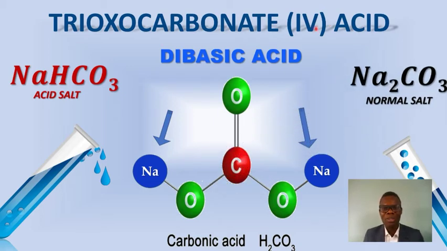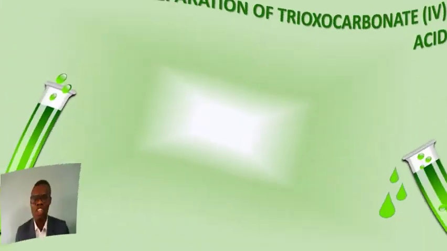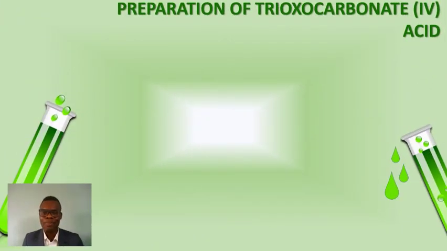Now, how is this acid, trioxocarbonate 4 acid, prepared in the laboratory? Let's go and find out. Trioxocarbonate 4 acid can be prepared in the lab, but actually this method of preparation happens in the atmosphere, in our ecosystem. Trioxocarbonate 4 acid is formed when carbon 4 oxide dissolves in water.